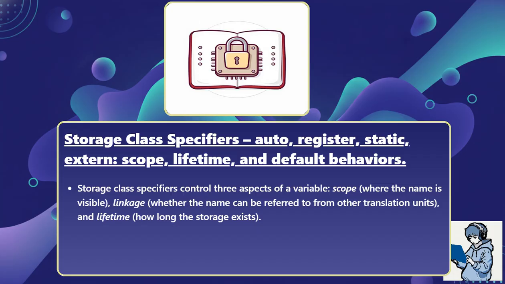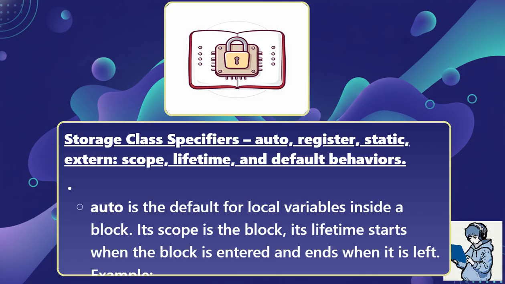Storage class specifiers control three aspects of a variable: scope, which is where the name is visible; linkage, which is whether the name can be referred to from other translation units; and lifetime, which is how long the storage exists. Auto is the default for local variables inside a block. Its scope is the block, its lifetime starts when the block is entered and ends when it is left.